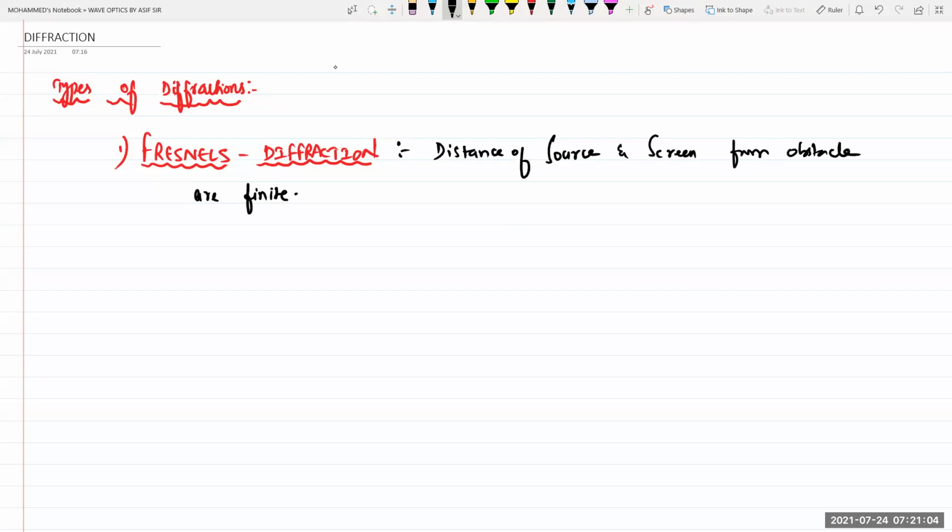That means if this is your screen, and here somewhere is your source from which the waves are coming, if the distance between the source and the screen is finite, like some distance b or anything we can take right now, then on the screen we'll be getting the central maxima, I told you. Then immediately it is minima, then maxima, then minima.